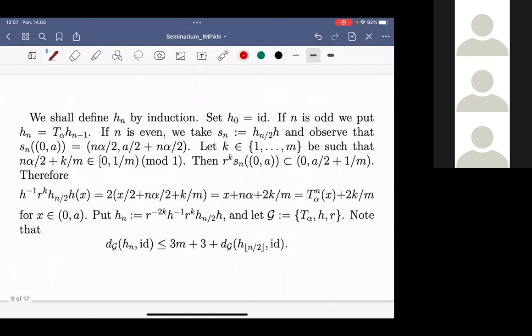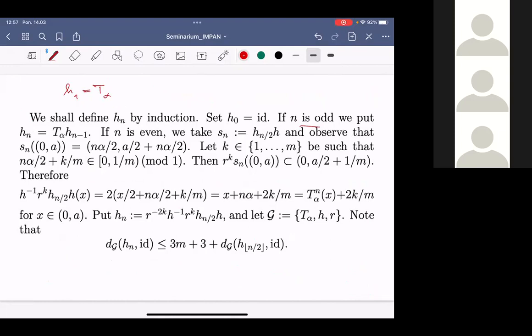So what do we obtain? Now we define the sequence Hn of these homeomorphisms by induction. H0 will be identity. If n is odd, we just put Hn equal to T alpha composed with Hn minus 1. So we see that H1 is equal to T alpha.